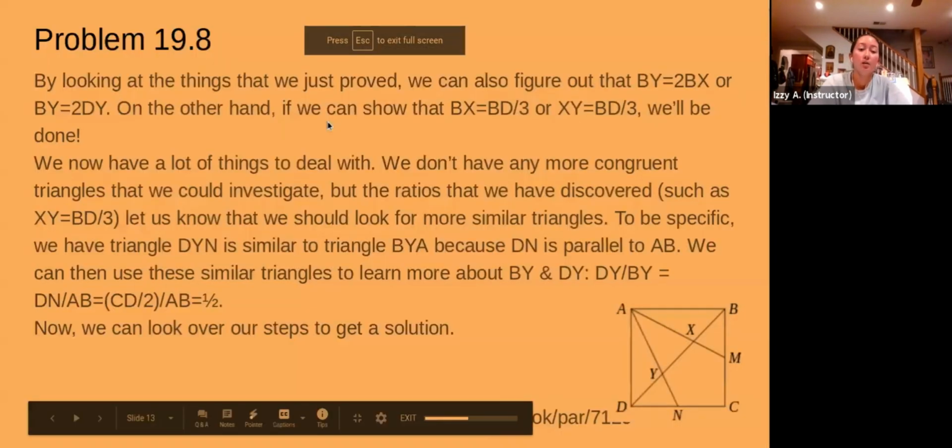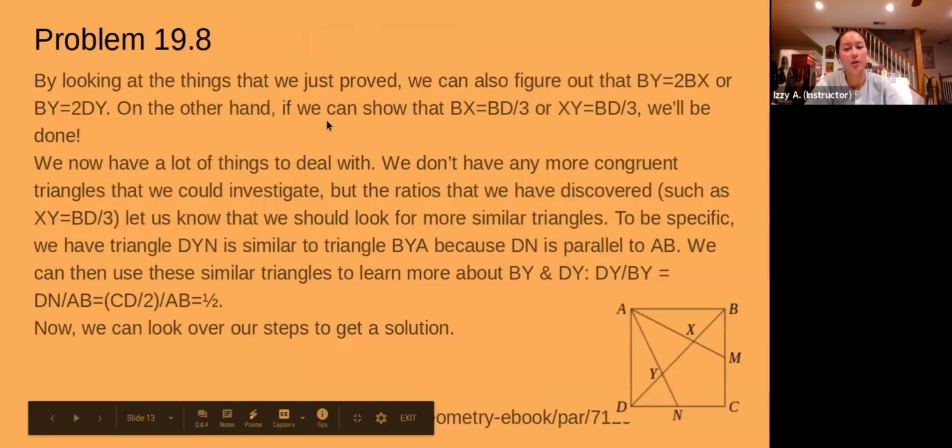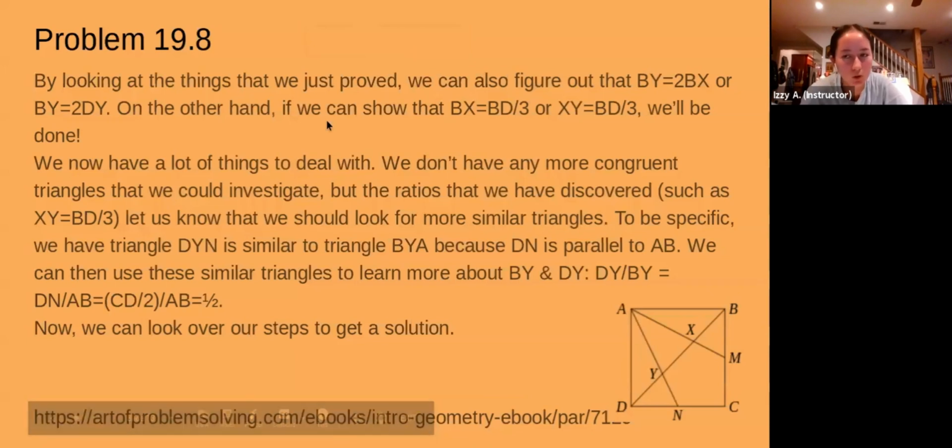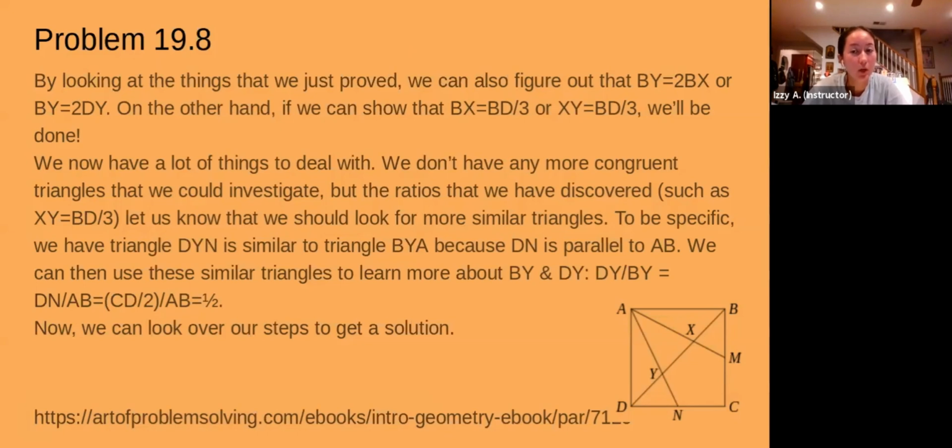Okay, so by looking at the things that we just proved, we can also figure out that BY is equal to 2BX or BY is equal to 2DY. On the other hand, if we can show that BX is equal to BD over 3 or XY is equal to BD over 3, we'll be done.